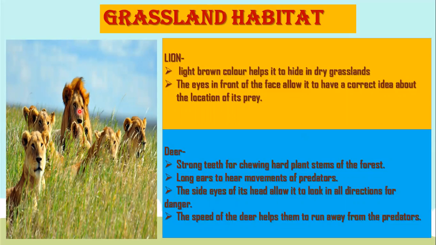Next, because every time they need to keep alert from the carnivores, they have long ears and the eyes are sideways to look in all directions and to escape from danger. They are also very good runners to run away from the predators. So these are some adaptations of the grassland habitat.